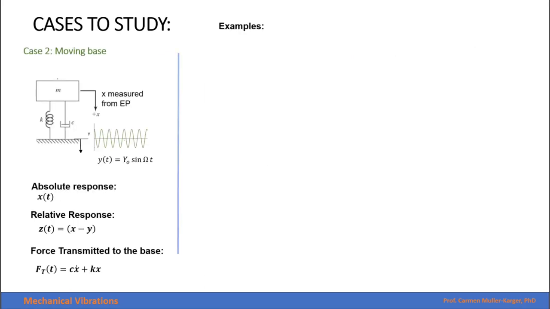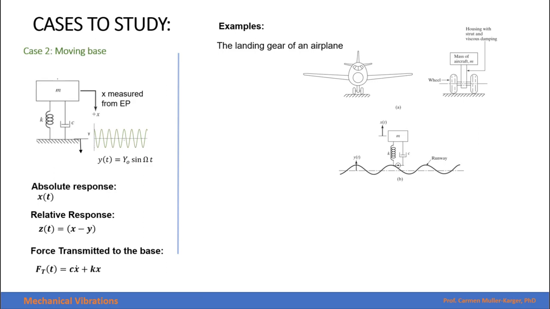Examples of this kind of excitation would be the landing gear of an airplane. Here we have the mass of the aircraft. Then we have the suspension, which will be modeled as a spring and a damper. And then the wheel is subjected to a displacement. It could be modeled as a harmonic force.